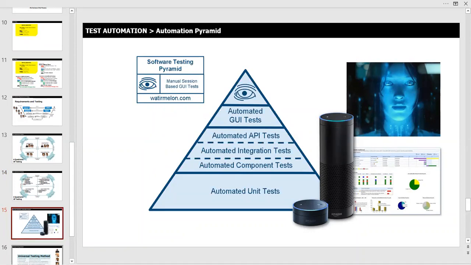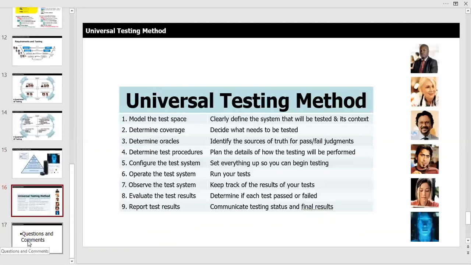And then lastly, it's nice to know a universal testing method. It just runs through this process of: model your test space, determine your coverage, meaning define what the system's going to be tested, decide what needs to be tested, where the data is going to come from, determine your oracles, the sources of truth, determine your procedures, configure the system, operate the test system, observe the results, evaluate the results, and then report the results. So that's kind of it in a nutshell.